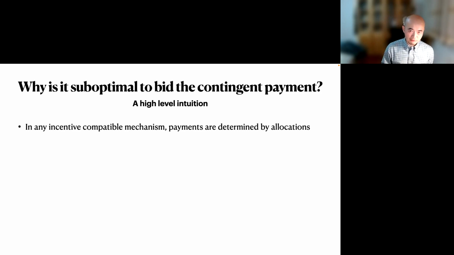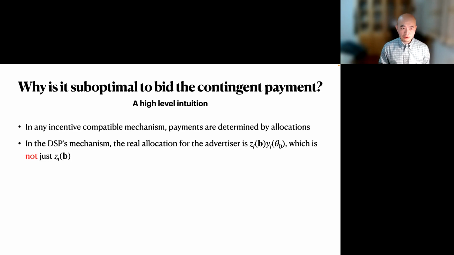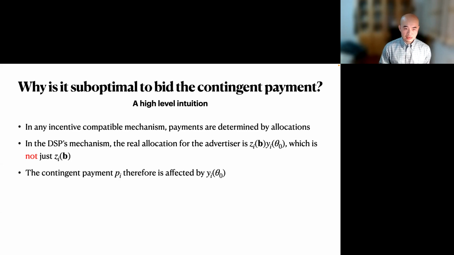Let me give a high-level intuition why this is not the case. First, let's recall that in any IC mechanism, payments are determined by allocations. So in the DSP's mechanism, when we say the payments are determined by the allocations, what we really mean is the advertiser's payments should be decided by the eventual allocation to the advertiser, not just the Z, but the product of Z and Y. Therefore, the contingent payment PI, in order to be IC, is decided by both Z and Y.